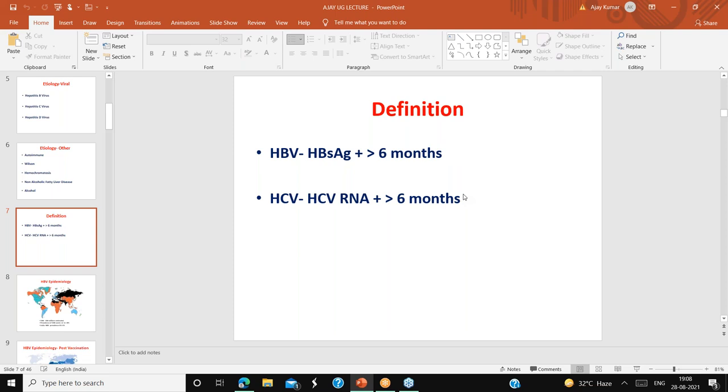Similarly, for HCV RNA, we again have to look for risk factors. The single most important factor for HCV is blood transfusion, and any intramuscular injection or taking injections in the last 3 to 6 months. If these are not there, then most likely the person has chronic viral hepatitis because of C virus.